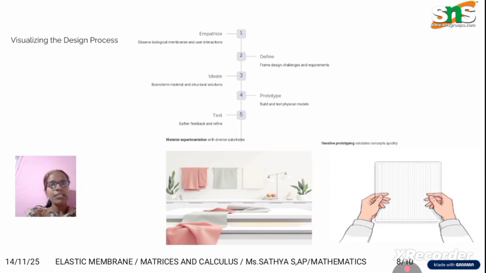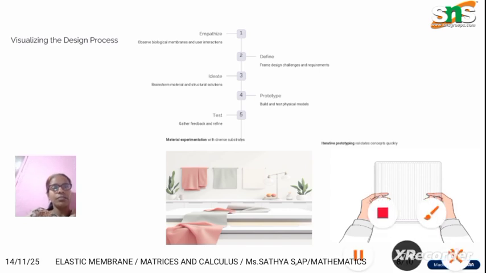This is the visualizing part of the design process. Empathize: we observe the biological membrane. Next, we define the design challenges and requirements. The third step is to brainstorm materials and structures. The fourth is to build and test the physical models. And the last step is testing, where we get feedback and redefine.